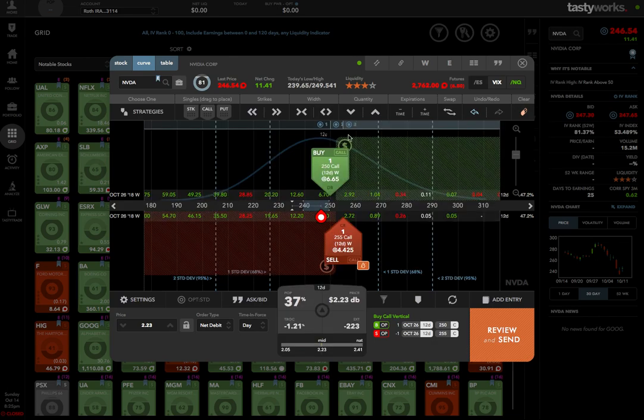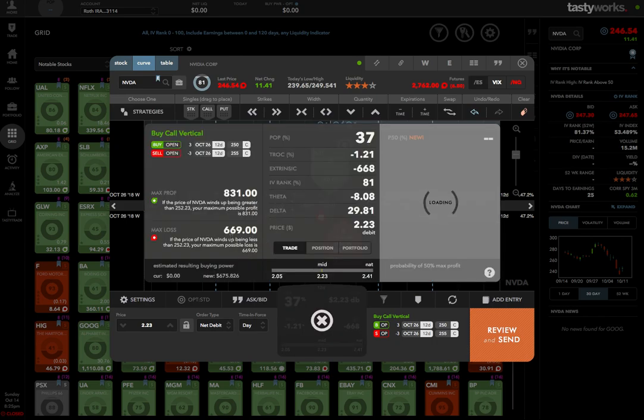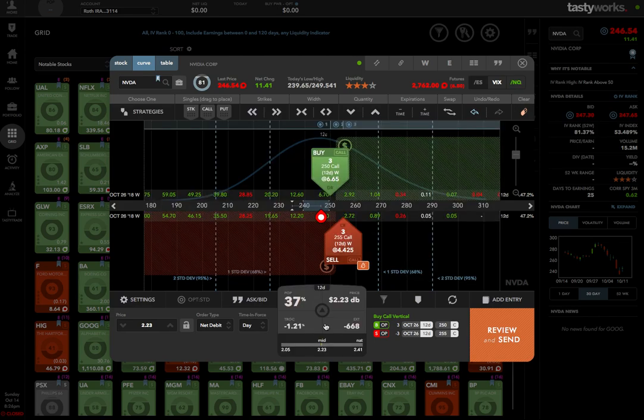Now we could increase that, right? We could increase those calls and say we want to buy 3. Now we're going to be risking $669 and our max profit would be $831. So that's if we're going to buy a vertical call. We're bullish on the stock, but we don't want to pay $1,800 for it. So we're going to buy a vertical, and you can only do this if you have margin. If you have cash accounts, you cannot do this because it requires margin to do vertical spreads.